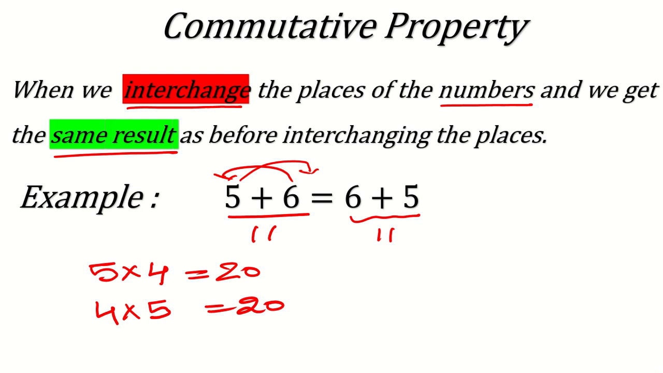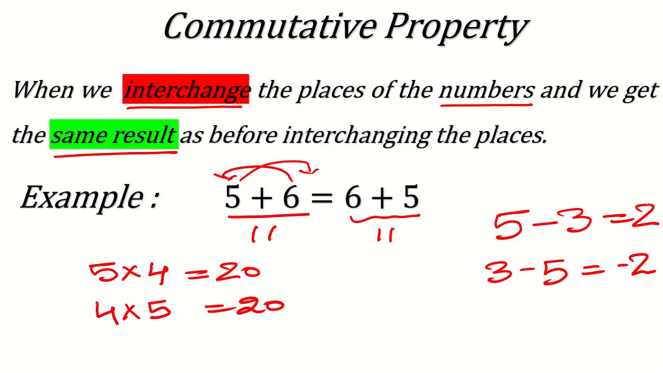But there are some operations where we cannot change the numbers without changing the result. For example, 5 minus 3, its answer will be 2. But 3 minus 5, its answer will be minus 2. So you can see here, first we are getting plus 2 and second we are getting minus 2. So the answers are not the same. It means subtraction is not commutative, whereas addition and multiplication are commutative.